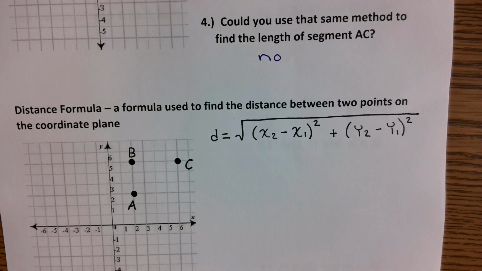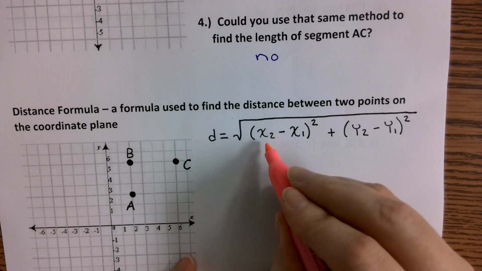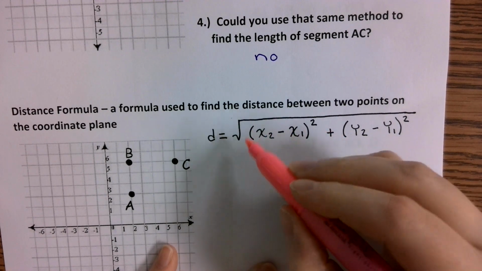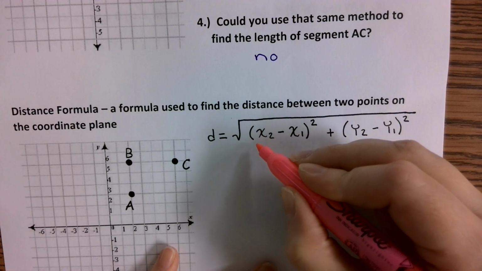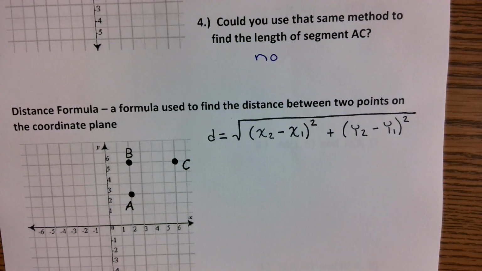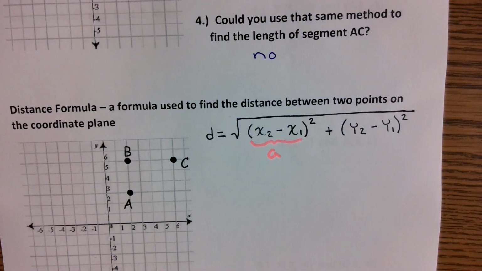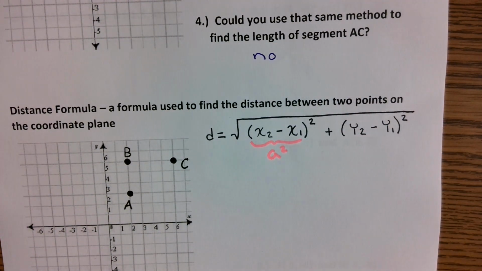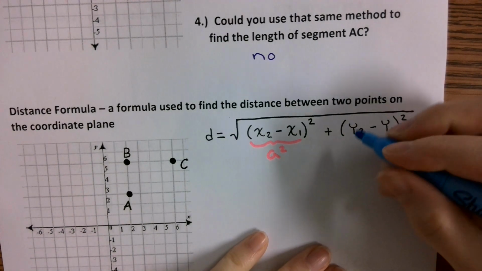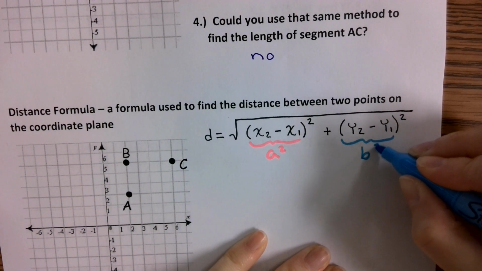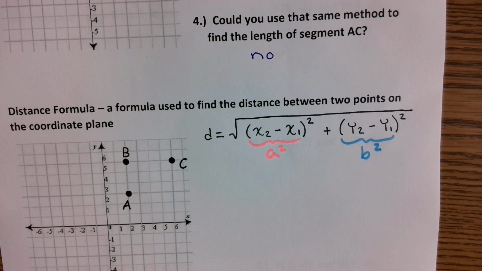And essentially what you're seeing here, guys, this x2 minus the x1 is essentially going to be representing your legs. Like this would be A squared, and this would be B squared. Those are essentially just representing the legs of the triangle that you could form that connects between those 2 points. Okay, so let's go ahead and identify that right now.